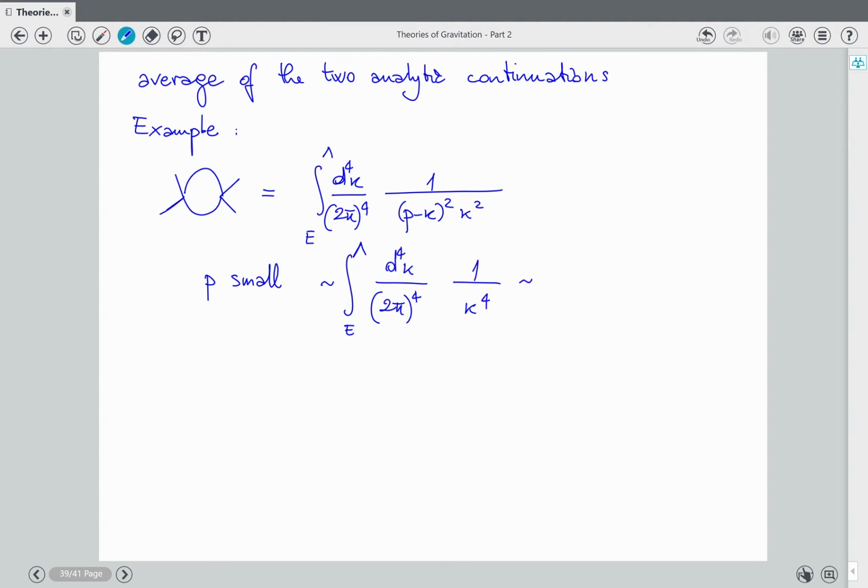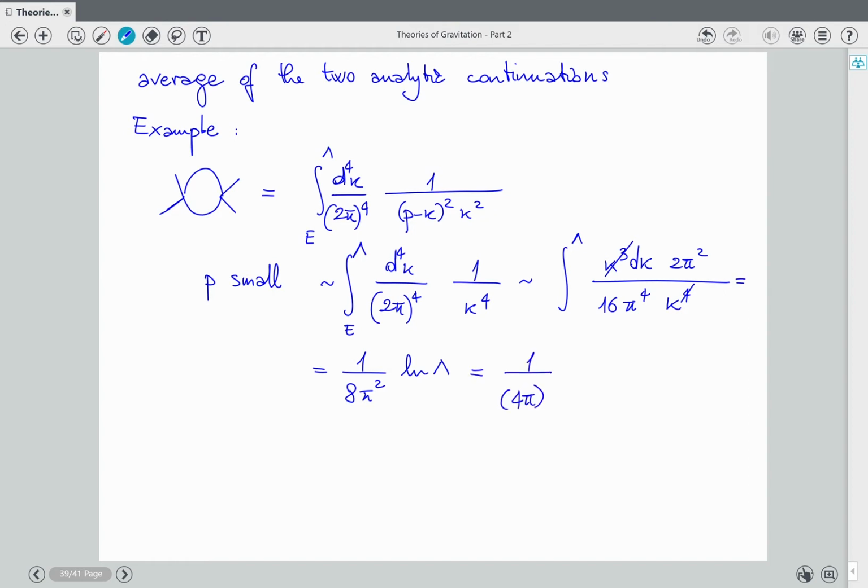So that means that we can use polar coordinates. The integral on the angle is easy. The integral on lambda is also easy. And you have this. This is the divergent part. Let me write it like that.